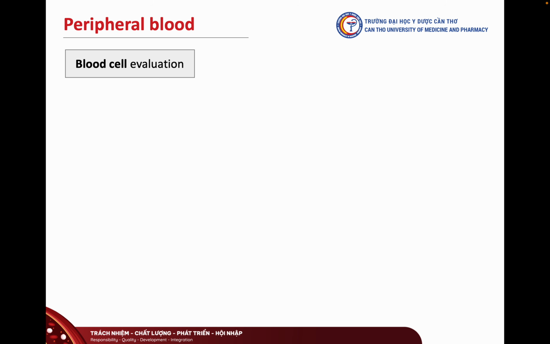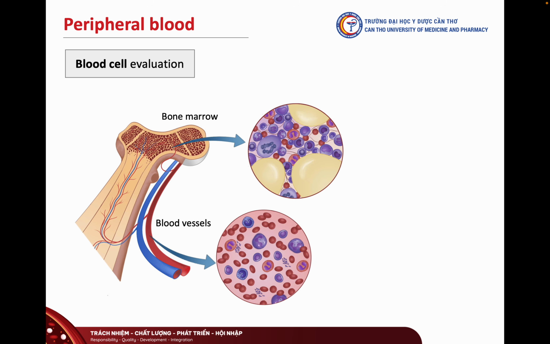Okay, now we will begin our lesson with the blood cell evaluation. As you already know, blood cells are continuously produced in the bone marrow, the central organ of hematopoiesis. After their development, they enter the peripheral circulation where they carry out their functions.